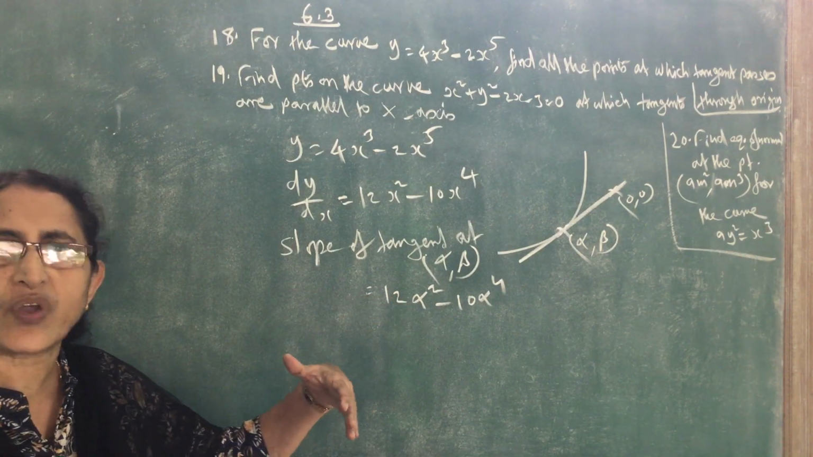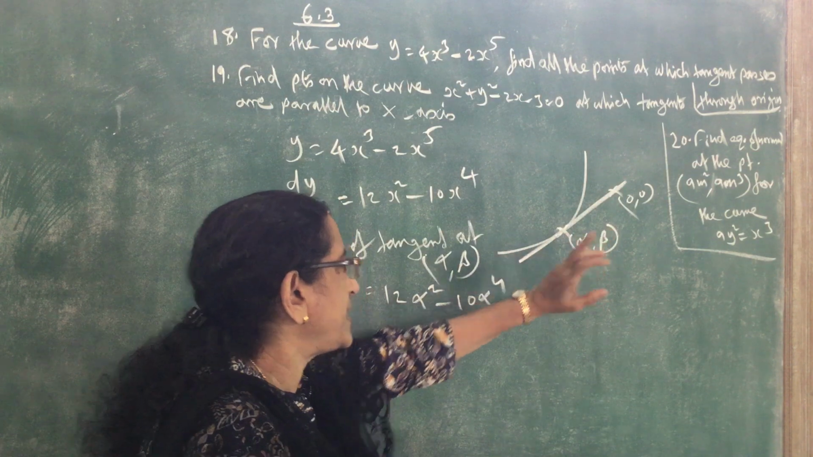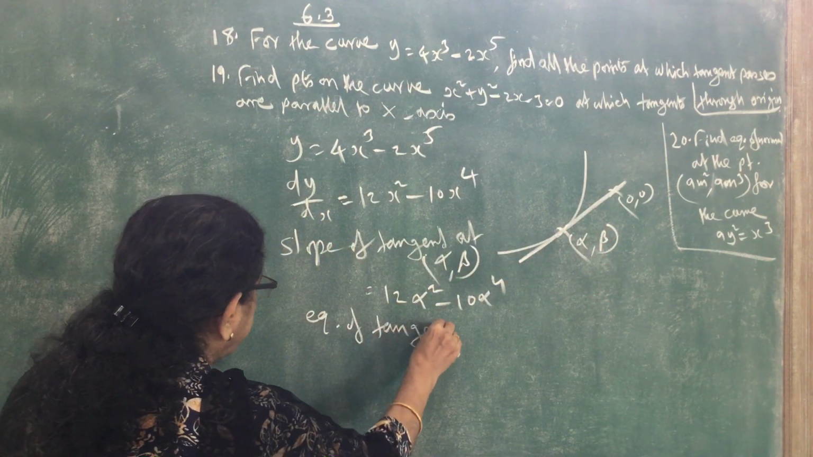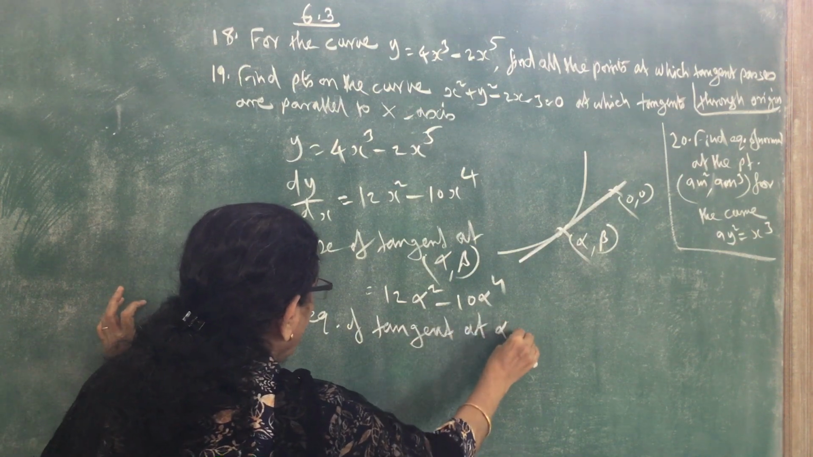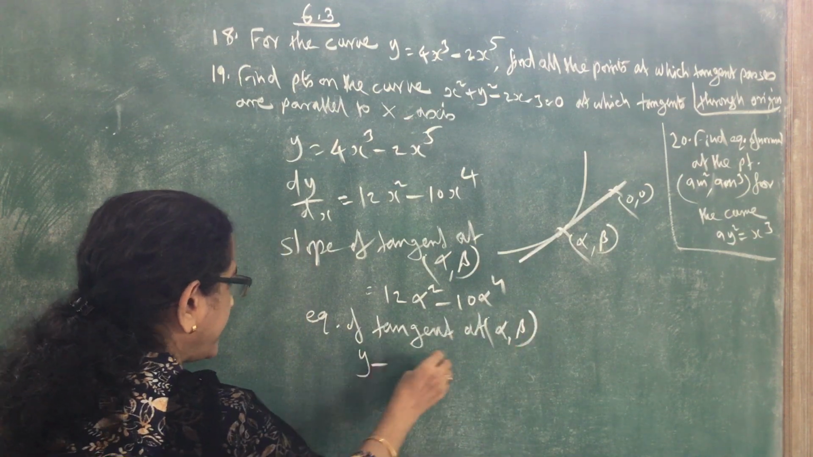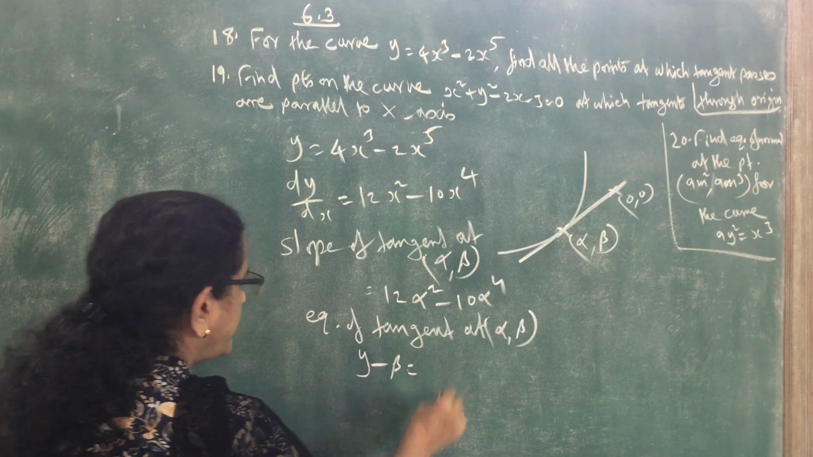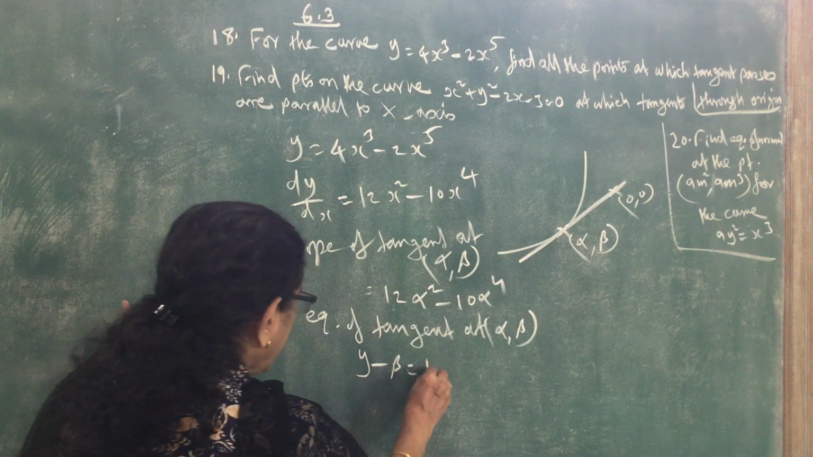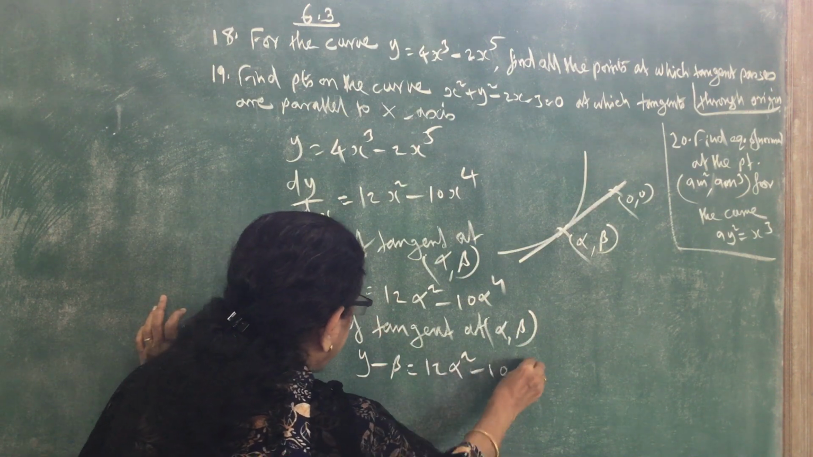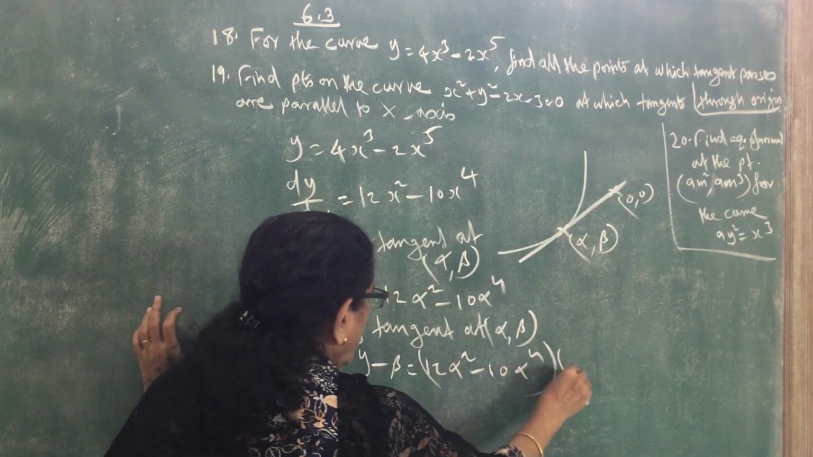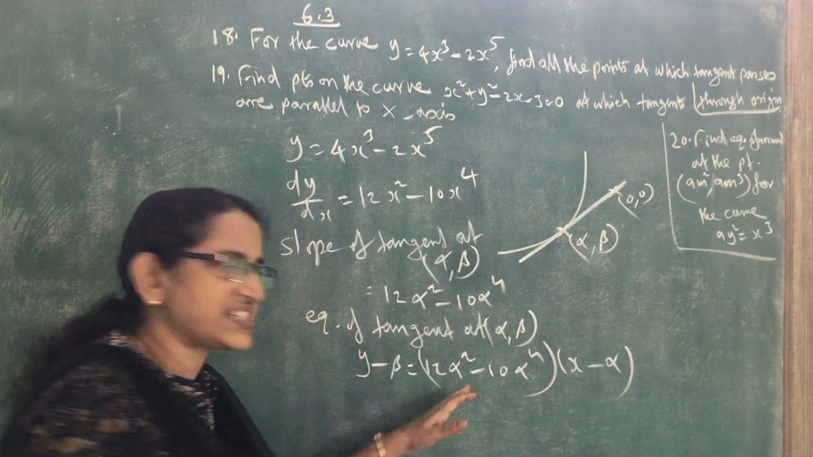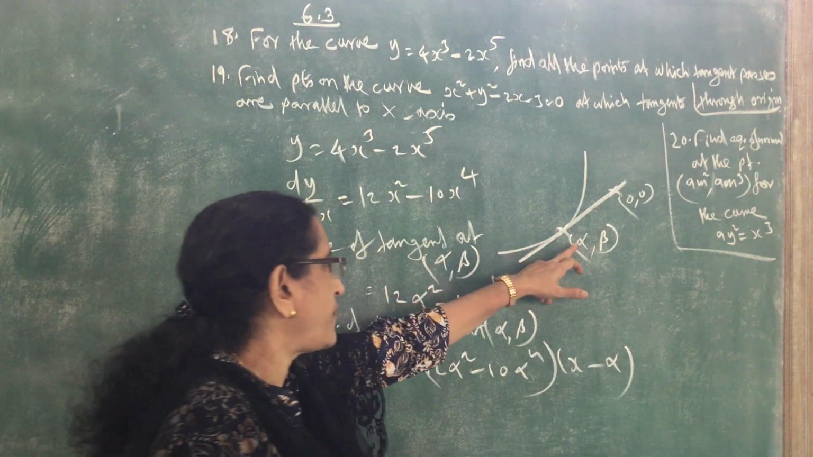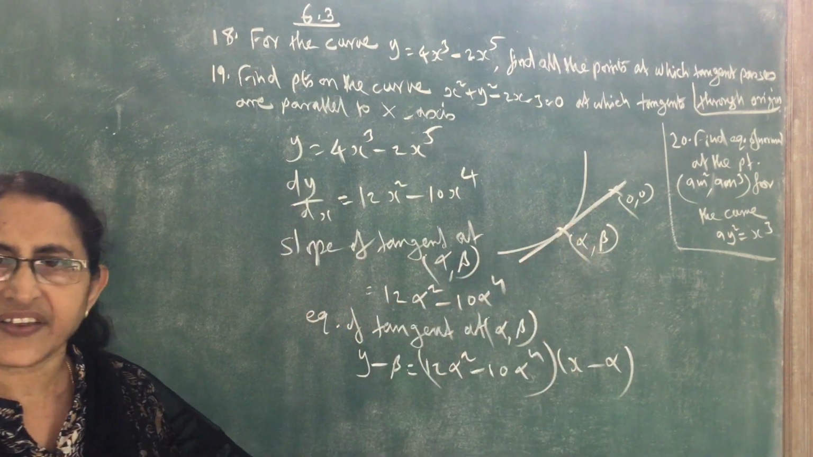Now we have to find the equation of the tangent. Here the point is alpha beta. So the equation of the tangent at alpha beta is y minus y1, that is beta, equal to m, the slope of the tangent, that is 12 alpha square minus 10 alpha raised to 4, into x minus alpha. So this is the equation of the tangent. Now we have to find the values of alpha and beta.